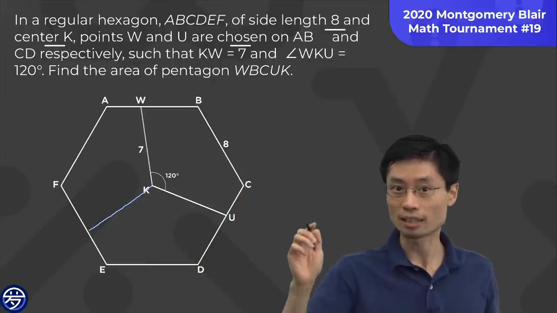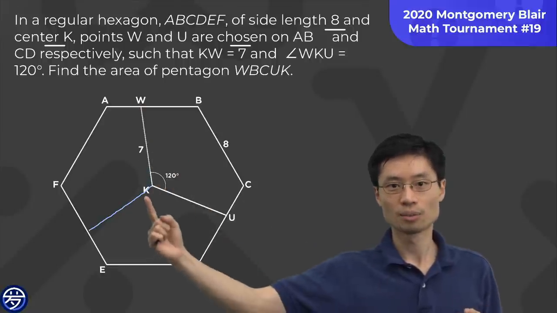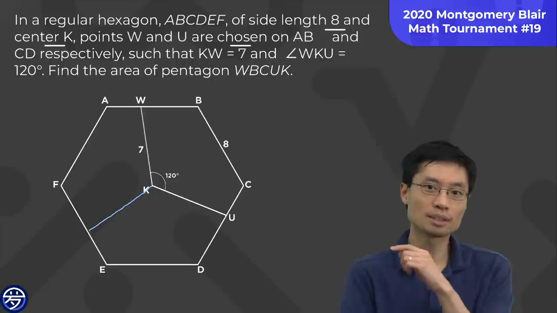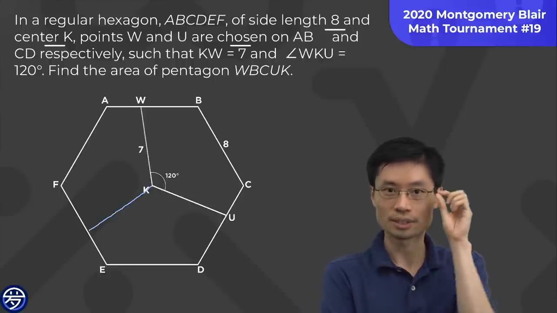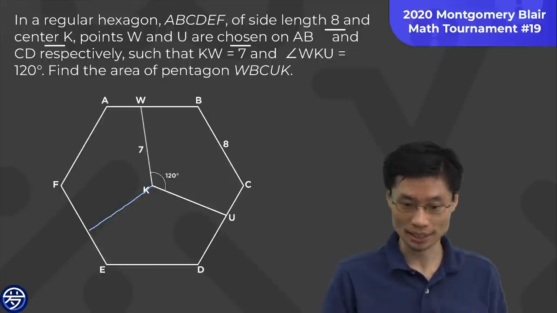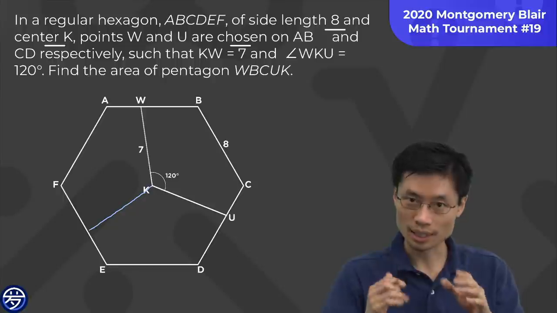So if I want to do that, the first thing to do is to double check. All right, if that is a 7, what's that? Do I have a reason to believe that that's also 7? Well, here's something that I could do. I can use a method called angle chasing. Okay? So what I'm going to do is start to cut apart these angles.